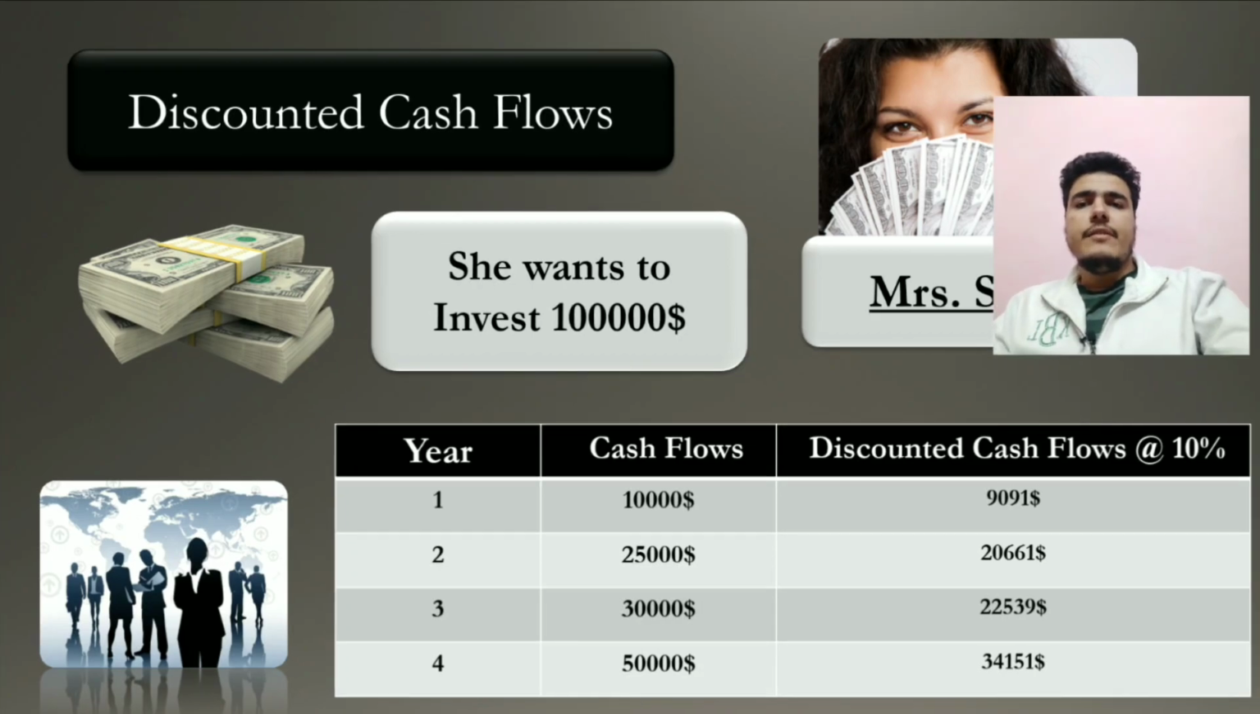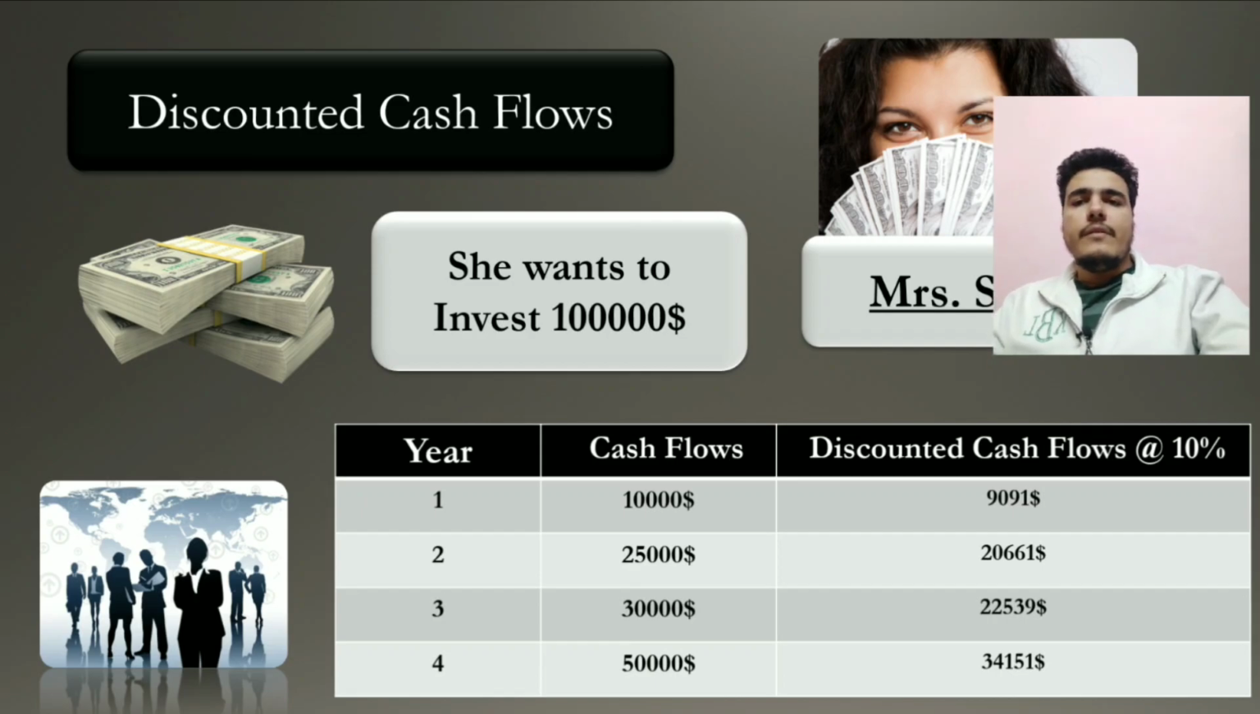Now after 2 years she will get $25,000, and we have to divide it by 1.1 two times, because there are 2 years. So you can say 25,000 divided by 1.1 power 2, and you will get 20,661. You can easily calculate it by dividing 25,000 by 1.1 and then again dividing by 1.1, because there are 2 years.